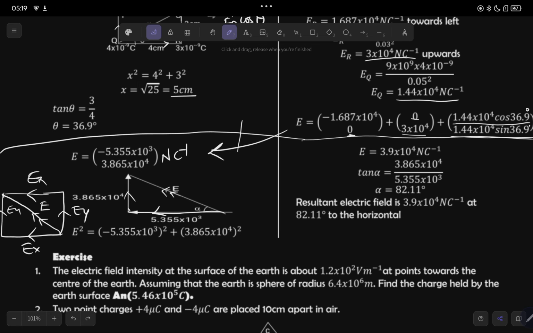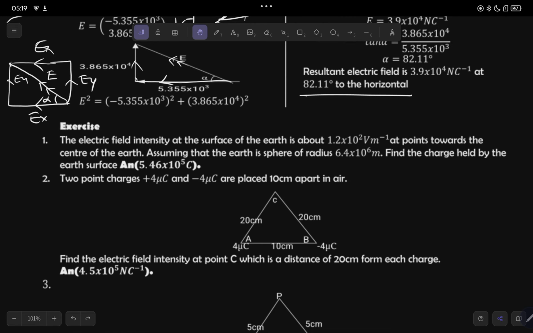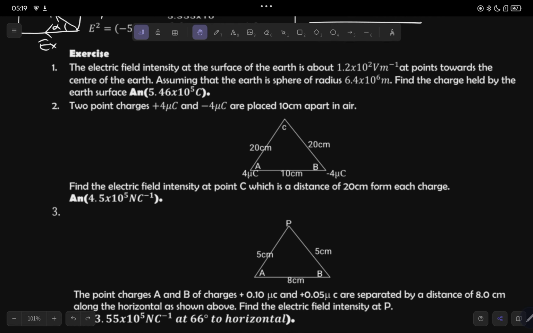That is E. Then the angle it makes with the horizontal, that is theta. Alpha, sorry, in this case, as you have already used theta up there. So you get the angle alpha by inverse tan, and you get the modulus of the magnitude using Pythagoras theorem, and you conclude as required.